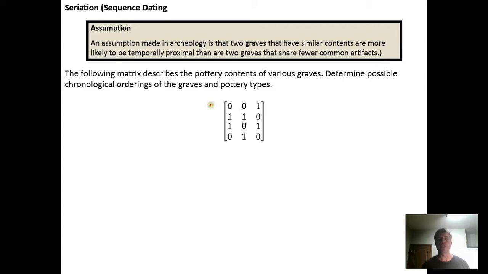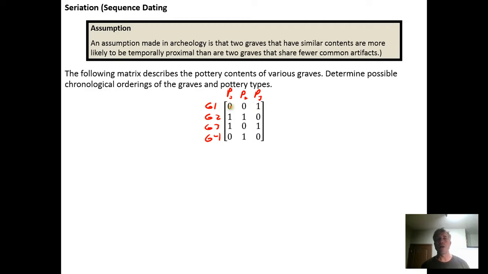So in this matrix here, each row represents a different grave that was dug up by archaeologists. So this is grave 1, grave 2, grave 3, and grave 4. And the columns represent the types of pottery that were found in the grave. So we have pottery type 1, pottery type 2, pottery type 3. So what we do is, if grave 1 has pottery type 3, we put a 1 there, but if grave 1 doesn't have pottery type 3, we put a 0.